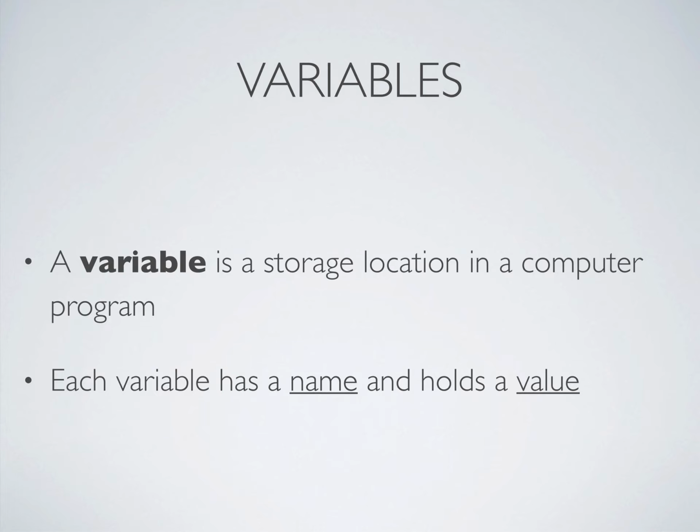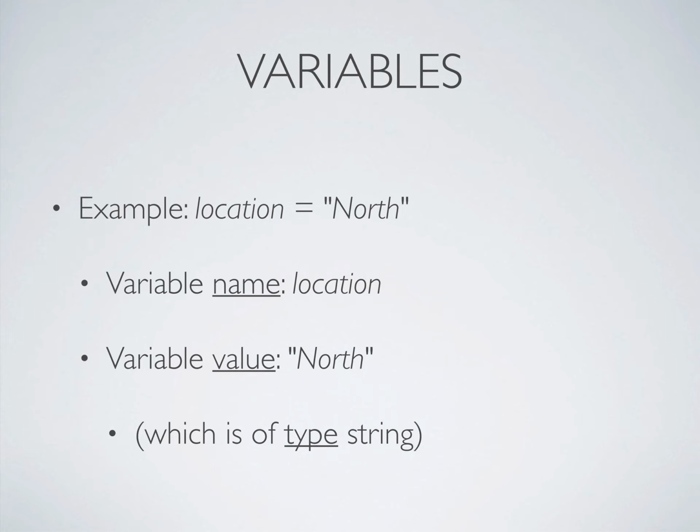The way you want to think about variables, they are a storage location in your computer program, which again makes sense, right? We are storing our values into them so we can use them later. Every variable that you make is going to have a name and it's going to have a value. This value is specifically the value that it's holding. So in that previous example, location equals north. The name of the variable is location, so the name is whatever you type on the left-hand side. The value, whatever you're storing into it, in our example is north.